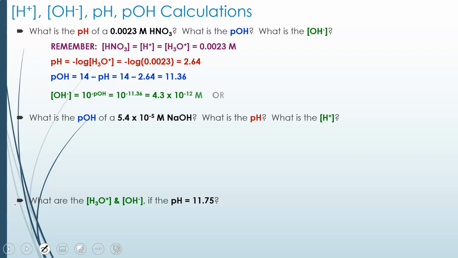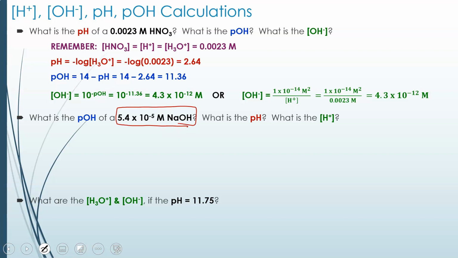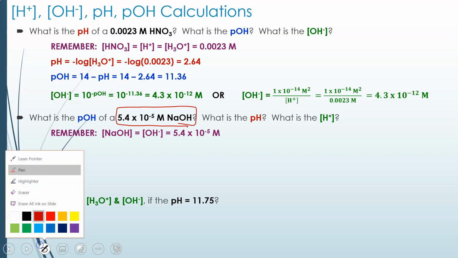So let's go back here. All right, so let's look at the second problem. What is the pOH of a 5.4 times 10 to the minus 5 molar solution of sodium hydroxide? And what's the pH, and what's the proton or hydronium ion concentration? Okay, so I've now given you the concentration of a strong base. So that tells you that all of it will be turned into hydroxide the second it hits the water.